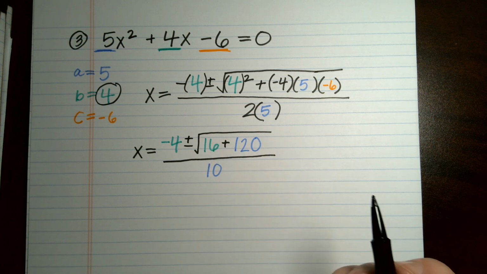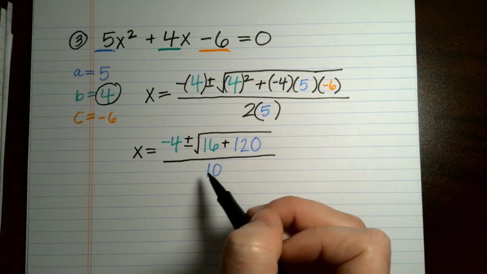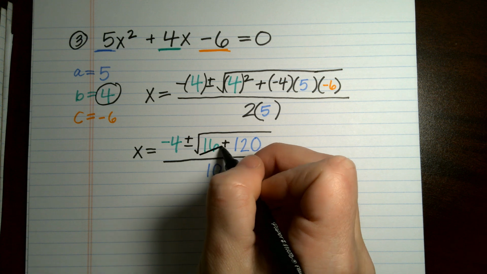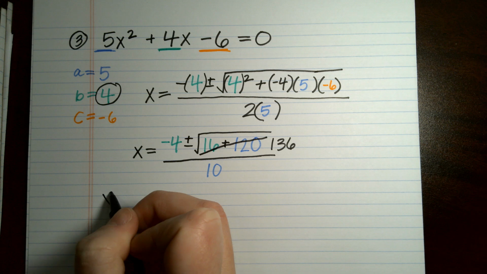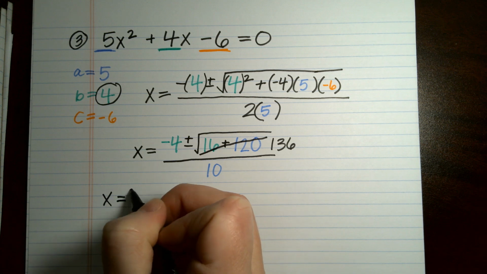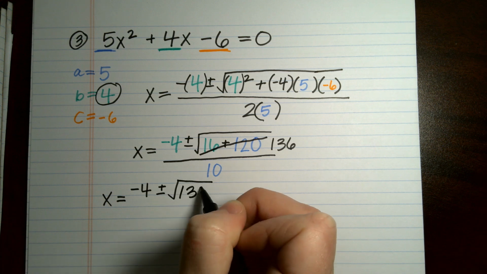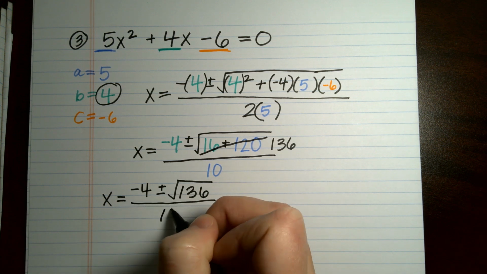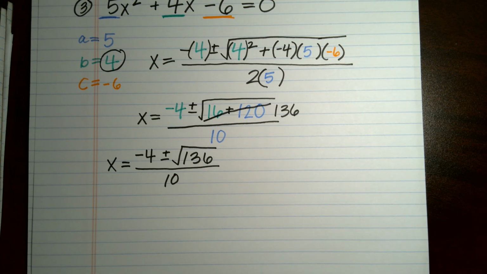Add 16 and 120. That's all right, I knew what you meant. And what's that going to give us? 136. So I could write it off to the side, or I could rewrite it all if that makes us feel a little more comfortable. I'll do that too. X equals -4 plus or minus the square root of 136 divided by 10. Okay? Now what? Square root of 136. What's the square root of 136? 11.66.